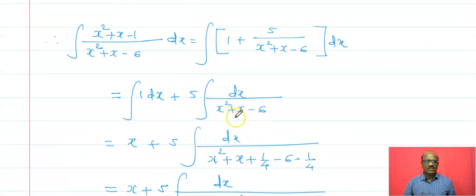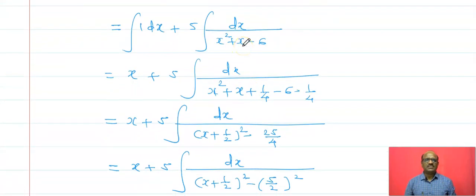And now again x square plus x minus 6 can be written as. What about the second term? The second term, that is x, so 1 upon 2 is the second term. Its square is 1 by 4. Add plus 1 by 4 minus 1 by 4. What about here? This is a perfect square. That is, the integral of this one is x. Keep it as it is. And 5 times the integral of dx upon x plus 1 upon 2 bracket square minus 25 upon 4.